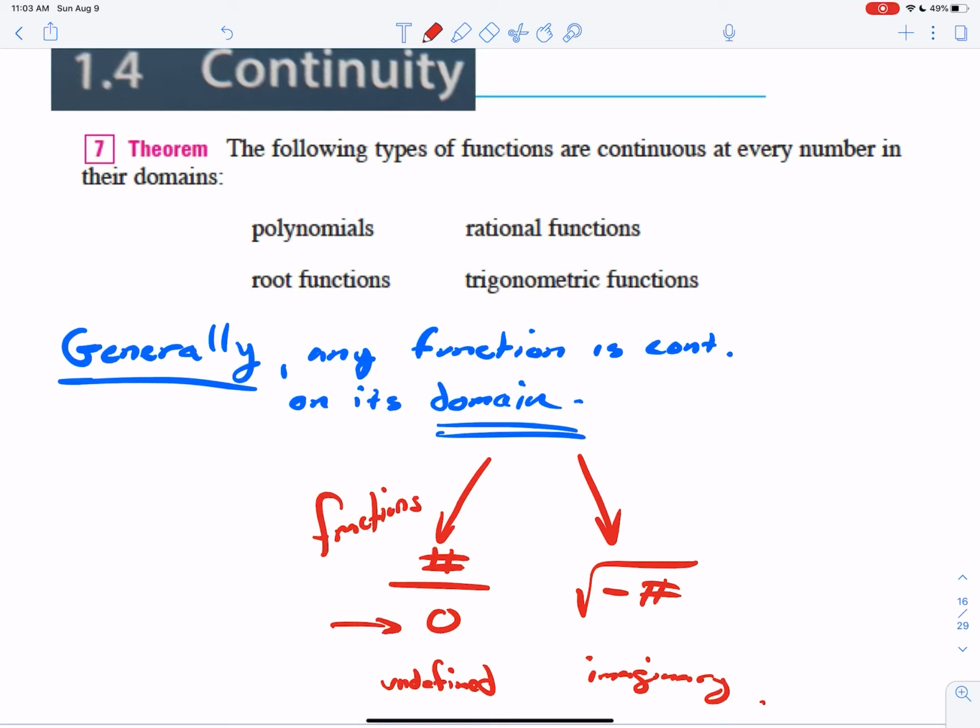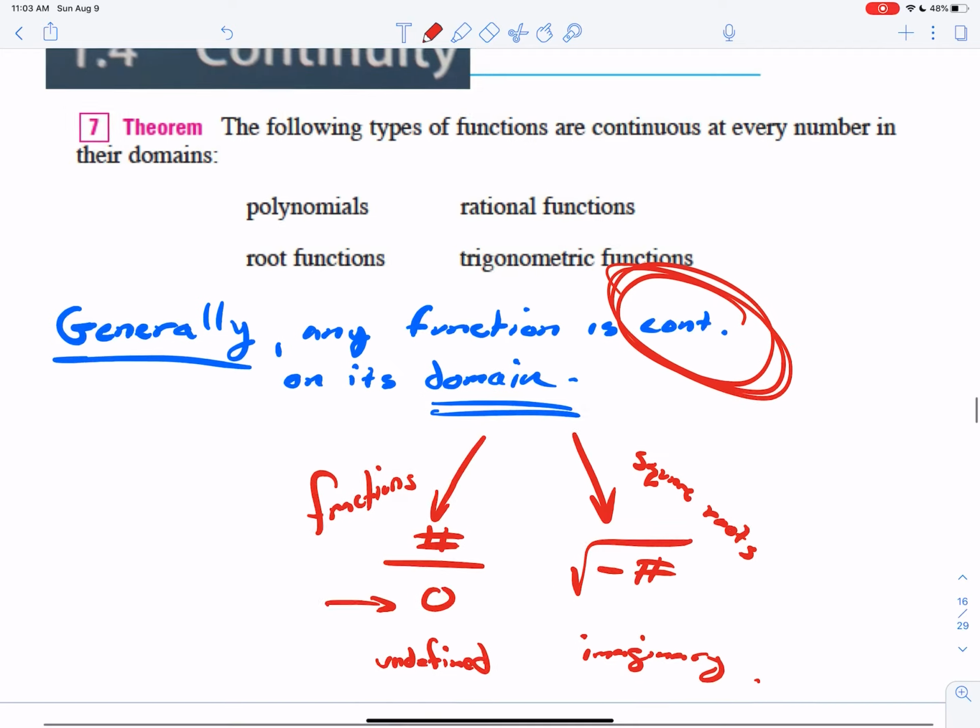All right, so I'm going to show you guys how to find domain very quickly by looking at fractions and square roots. Okay? Because if we can figure out what values don't work, we can figure out what values do work. And all the values that do work will always be continuous. Okay? Any function will be continuous on its domain. So as long as we're using a value that's in the domain of the function, it will always be continuous. Okay? It sounds like a lot, but it's not. Okay? So here we go. Let's practice this.